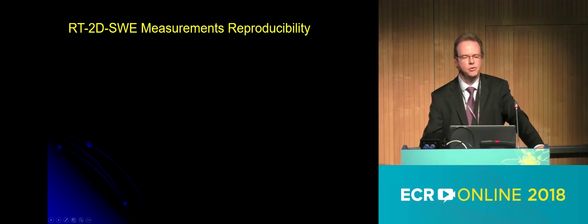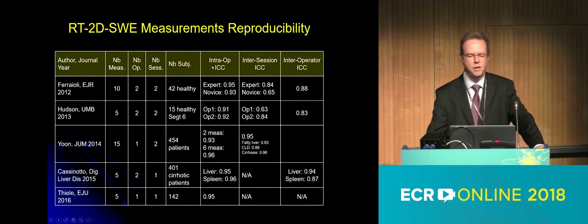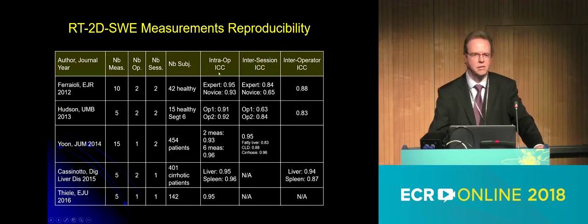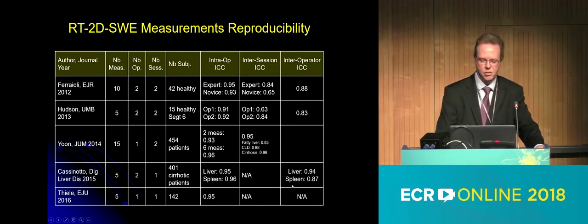And what about the reproducibility? Again, in the literature, the intra-operator agreement is very high, with an intra-class correlation coefficient above 90%. And the inter-observer agreement is also very high, above 83%, so very reproducible.